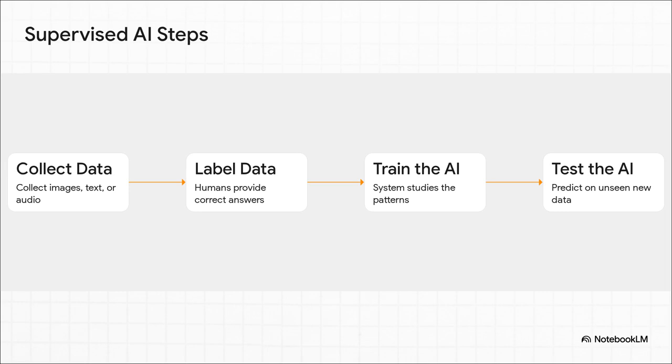The system runs through all that data, studying the complex mathematical patterns connecting the inputs to those correct outputs. It makes a guess, checks the label, and adjusts its internal wiring over and over again. And finally, Step 4. Test the AI. We hit the system with brand new, completely unseen data to see if it can predict the answer on its own. It's the ultimate final exam to prove it actually learned the concept.